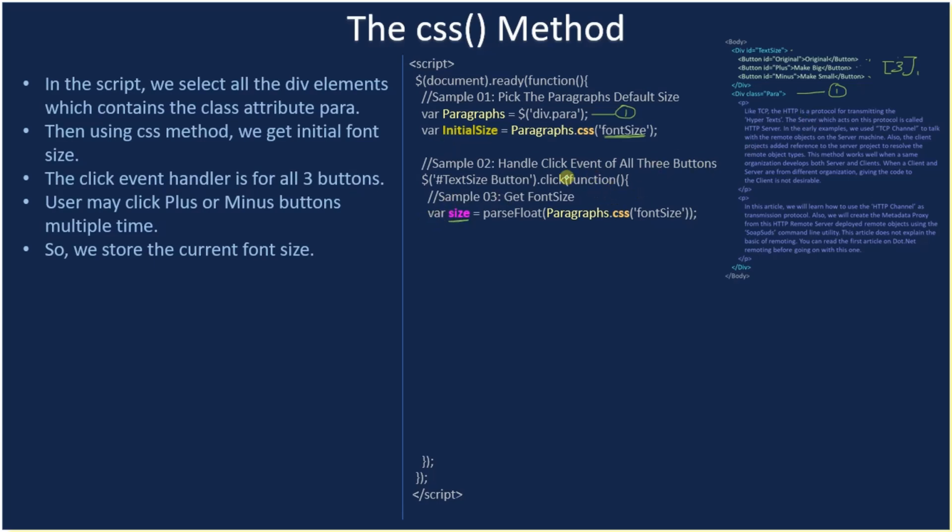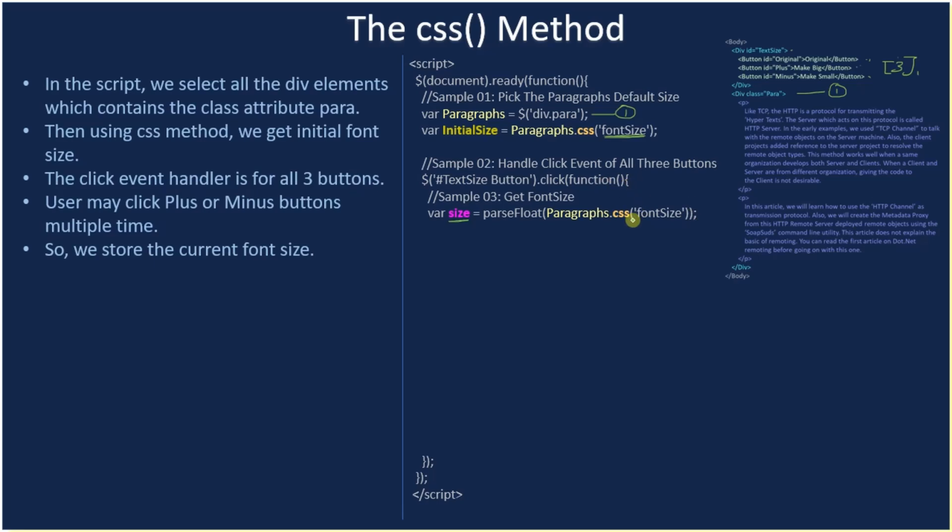So this is the initial size and this one is the current size, right? Why? Because here we are handling the click event, right? For any button, this code runs. When you click original or plus or minus, whatever button you click, it will run this code. That means it takes the current size. The current size may be different after the document load, because we don't know how many times the user clicked the buttons, plus or minus, right?